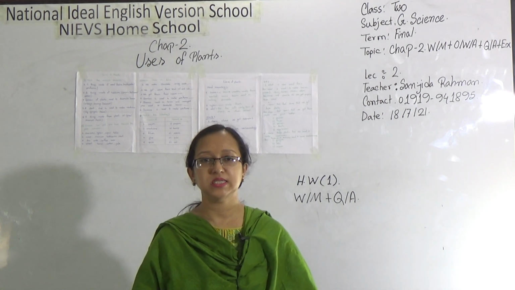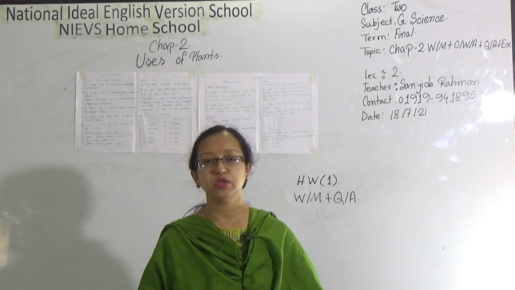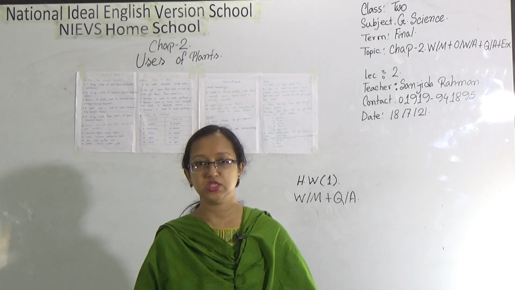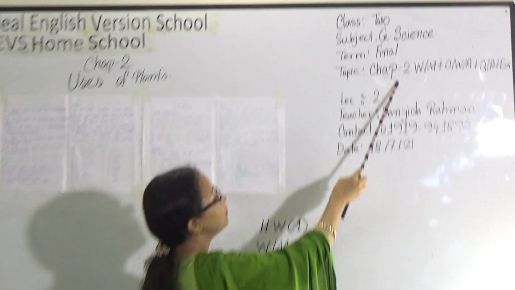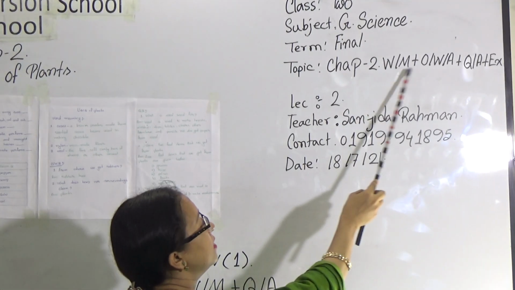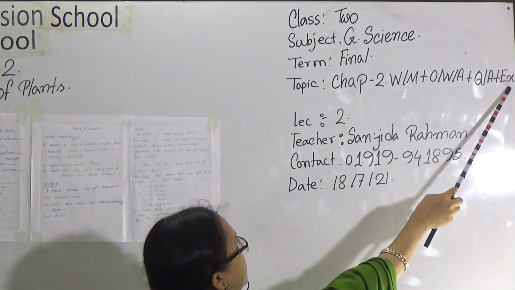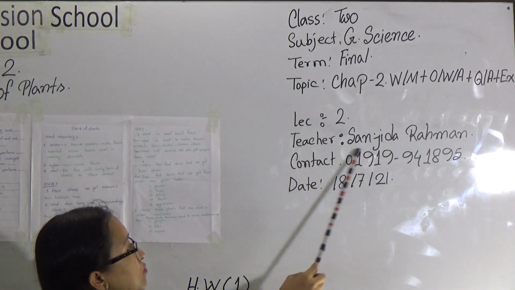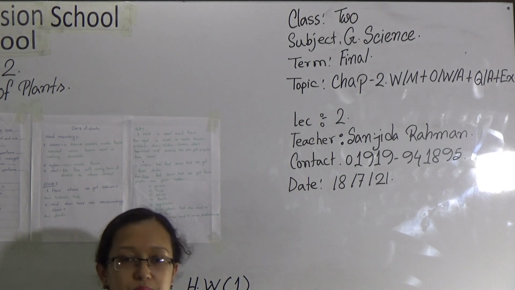I am Shanjida Rahman, assistant teacher of National Ideal English Version School, Day Shift. Today I am going to take a science class for the students of class 2, and our topic is chapter 2: word meaning, one word answer, question answer and exercise. This is lecture number 2, and this is my name, Shanjida Rahman, and this is my contact number.